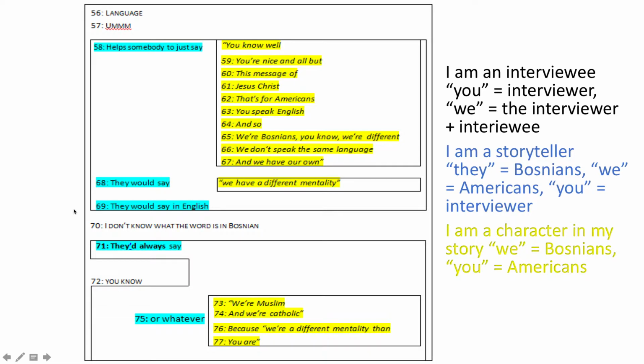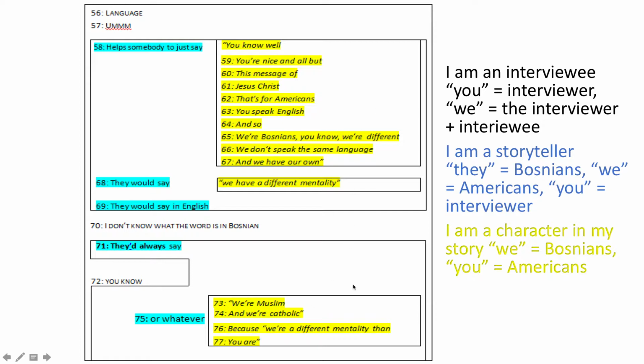They refers to Bosnians here. A third person is being invoked. They would say in English, they'd always say, this is going to be Bosnians here. We, again, we don't see a we in this transcript in the blue world, but it does exist. We, when it's used, refers to Americans and predominantly to the Americans that are in this story. And you would be an interviewer still. So this is kind of a boundary world, a liminal space. This is the part of the story world in which the teller is orienting away from the real world and orienting towards the tale world.